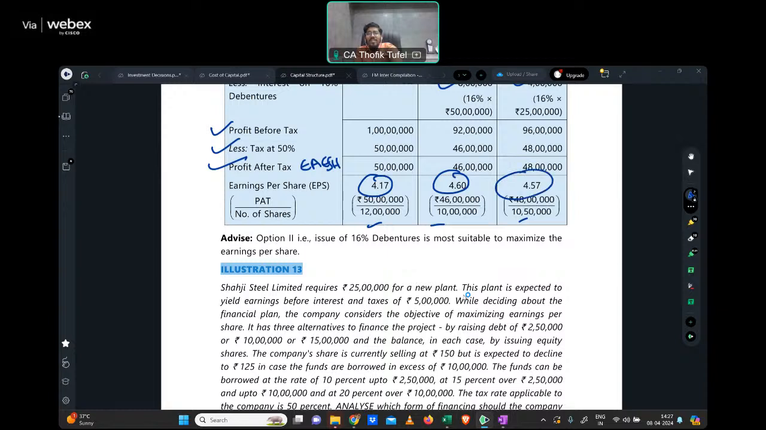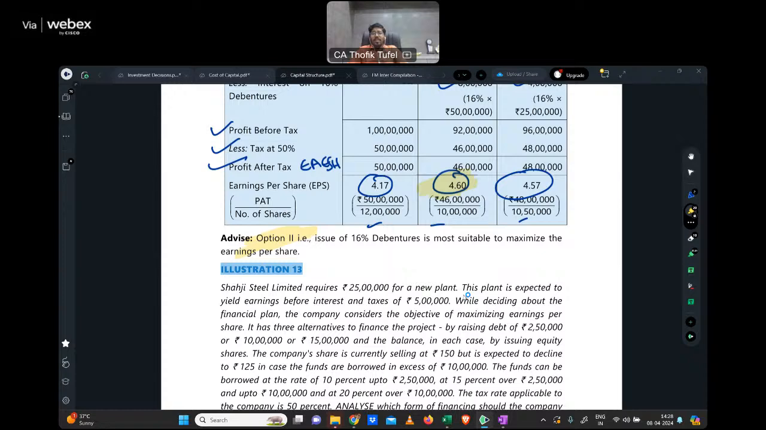Now see where my EPS is maximum. Your EPS is maximum for the second case. Because your EPS is maximum for the second case, choose option 2. See, it's such a simple problem, but let me do practice problems on the side. Silly mistakes are possible here and there.